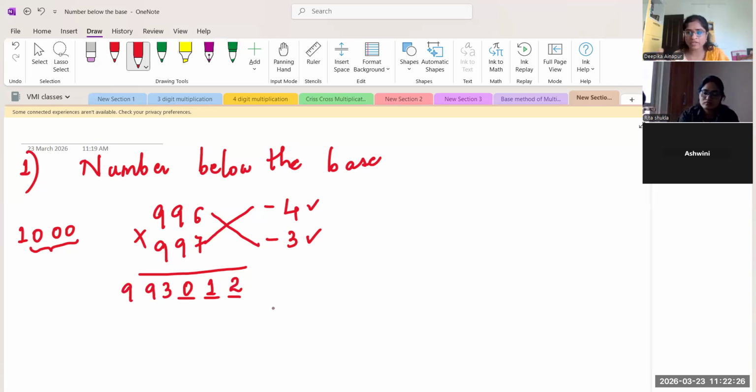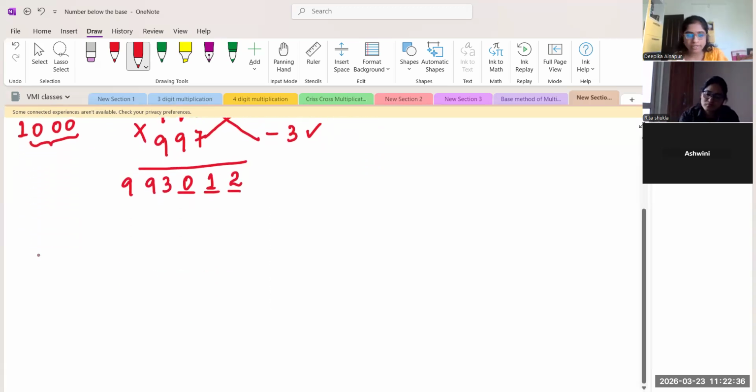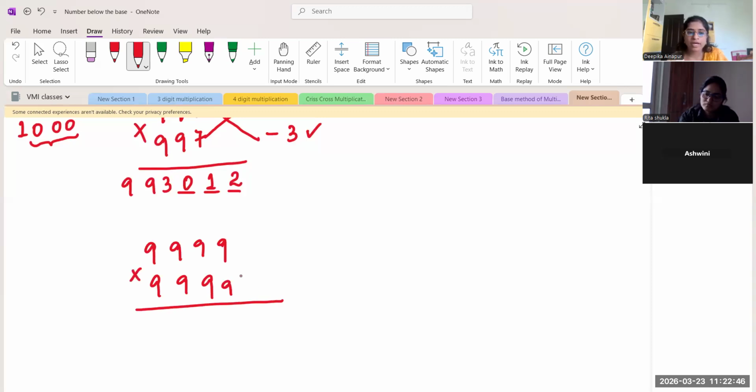Same way, you can do the other sums also. Any base could be given. You should just use these steps and do it. A few more I'll do and give you the sums for practice, right? And yeah, we will try 999 into 9,999. And then here the base will be what?